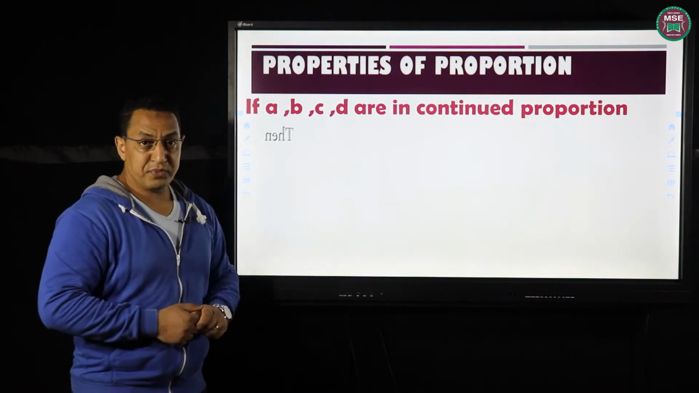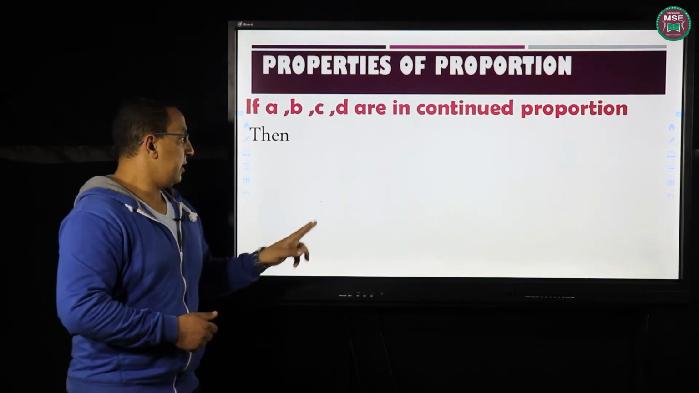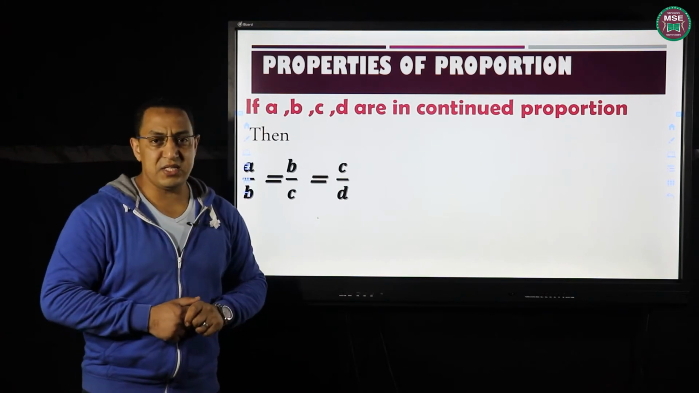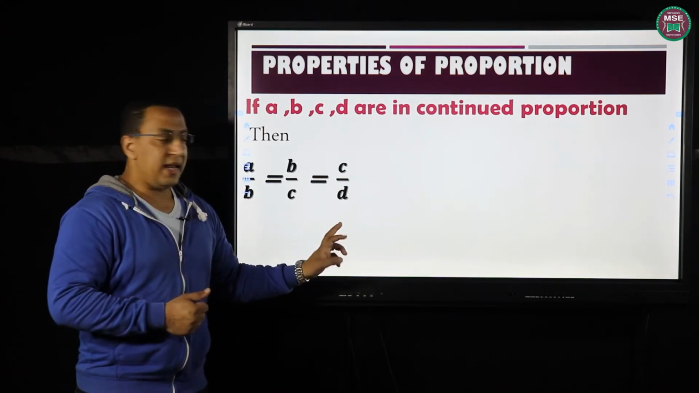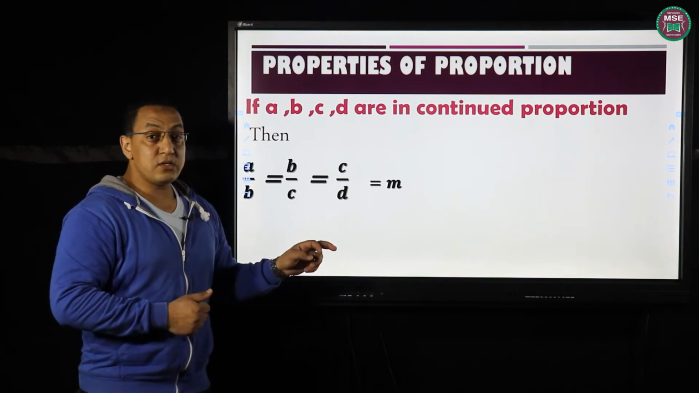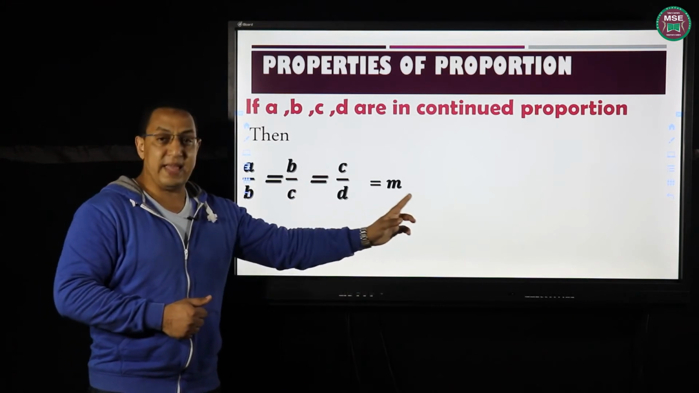Okay, so A over B equals B over C equals C over D. As we said in the last property, all of them equal M. In that case, all the terms can be written in terms of D and M.